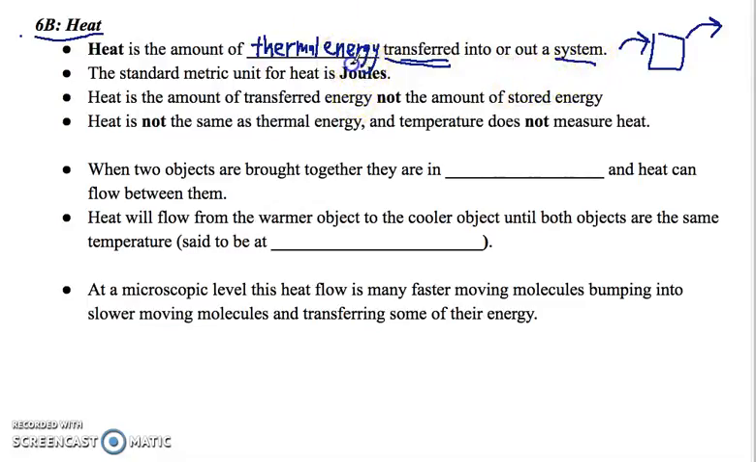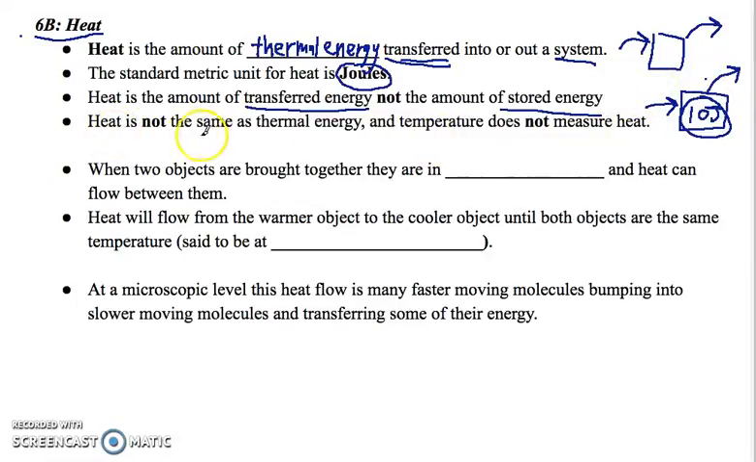The standard metric unit for heat is joules, because heat's a flow of thermal energy. Energy is in joules, which is a standard unit. Important to note, heat is the amount of transferred energy, not stored energy. So if you have an object, it can't contain heat. It can contain thermal energy. So it can contain 10 joules of thermal energy, but you never say it contains 10 joules of heat. You could say 10 joules of heat flowed out. You could say 10 joules of heat flowed in. But again, it contains thermal energy, and there's heat flowing out, or there could be heat flowing in.